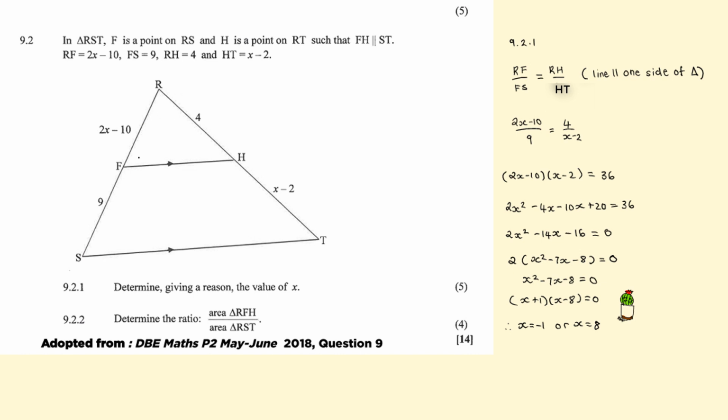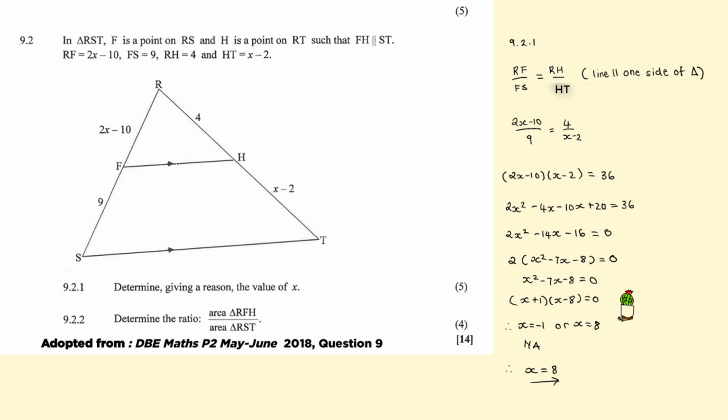And because we're dealing with the lengths of a triangle, obviously if you substitute an x of minus 1, for example, over here, you will have minus 1 minus 2, which is going to be minus 3. Already that is not applicable because we can't have negative lengths. So therefore x is equal to 8 is our only answer for the value of x. Right. Now for question 9.2.2, it says determine the ratio of the area of triangle RFH to the area of triangle RST.